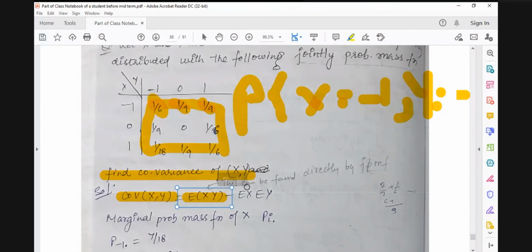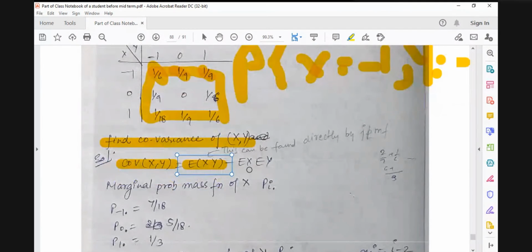Suppose I am asking only for the covariance of X and Y. If I simply ask you to calculate the covariance of X comma Y, then see what things you require. The expectation of XY can be calculated by using this joint probability mass function. But you also require expectation of X and expectation of Y. To calculate these values, you require the marginal probability mass function of X as well as the marginal probability mass function of Y.